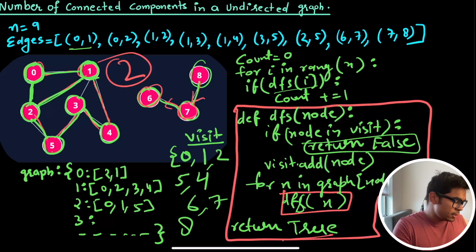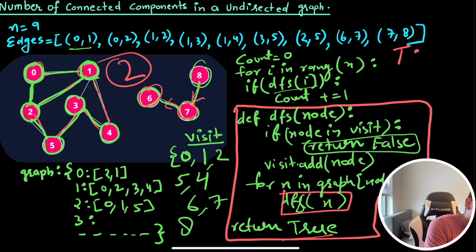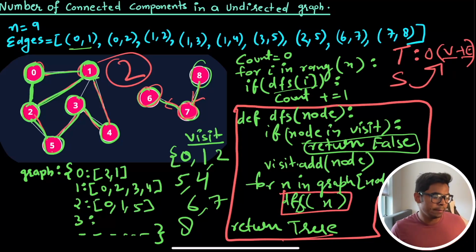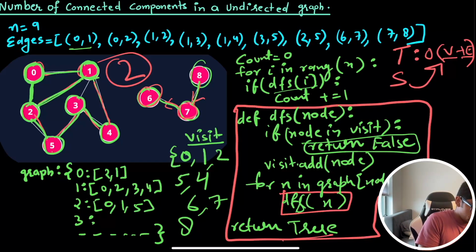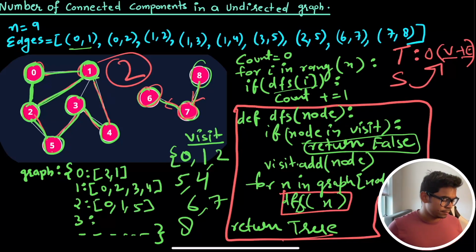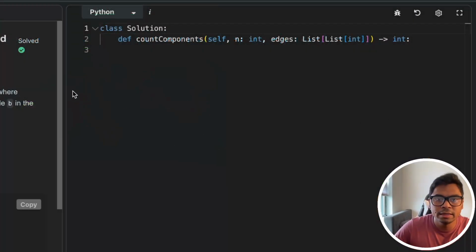So in this case, our time complexity, I'll write it here. Time complexity will be big O of V plus E, that's vertices and number of edges, and space complexity is also the same because at max, worst case, we are visiting all the nodes of our graph. Or you can change it to n as well because we are given n number of nodes. So let's go back and write this.